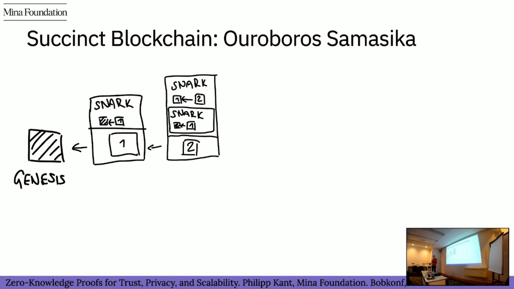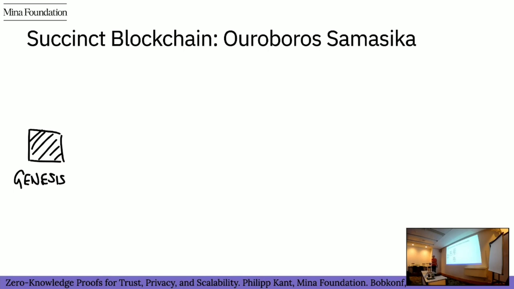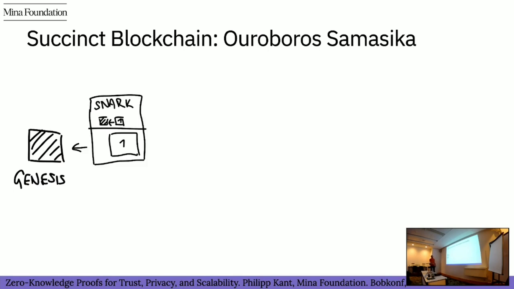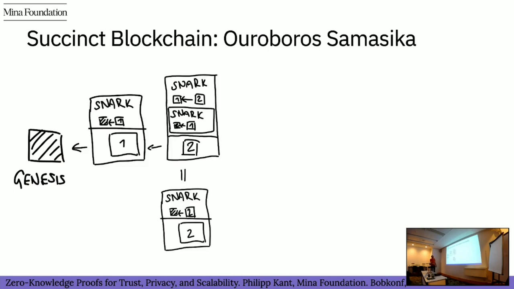So that way you can recursively include that first SNARK into another, or you can include those two SNARKs into one SNARK that tells you, okay, that second block is a valid extension of the genesis block. And then you have one SNARK that tells you basically that the current state of the chain is a valid extension of the chain again. And then you can iterate that.